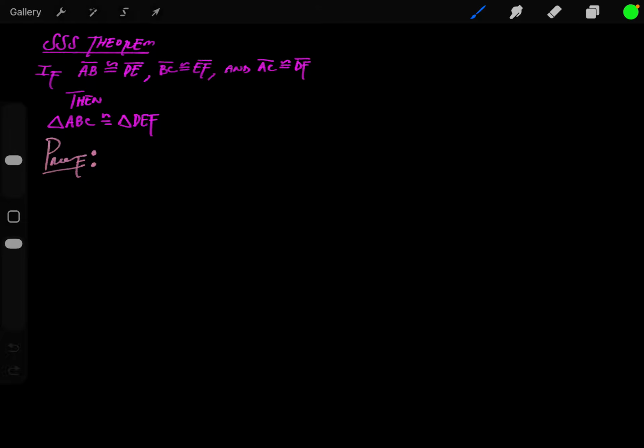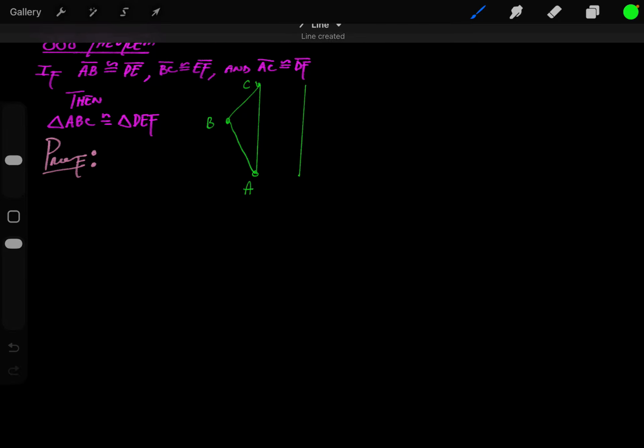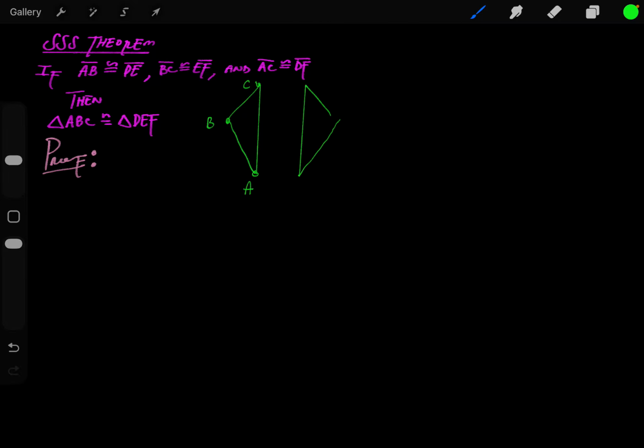Okay, so in this one, what we have is these two triangles. Let's say A, B, C, and another triangle, say D, E, F. Right? And in this one, what do we got?